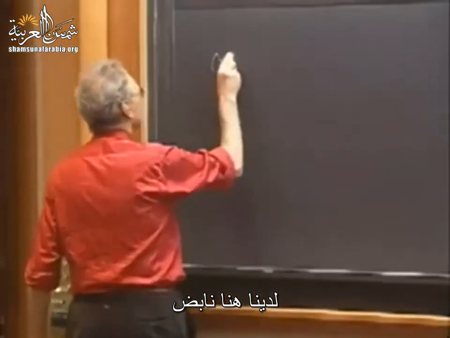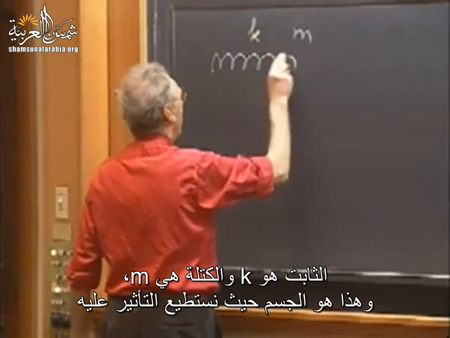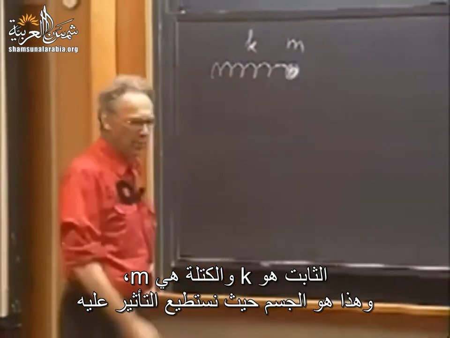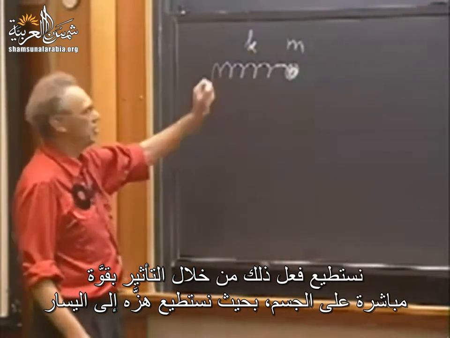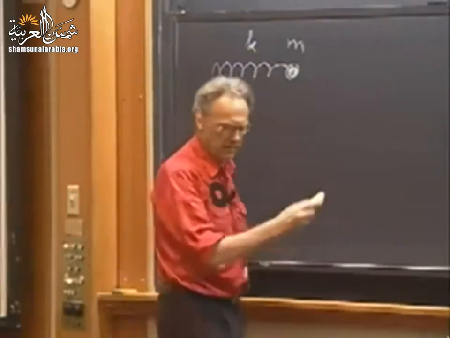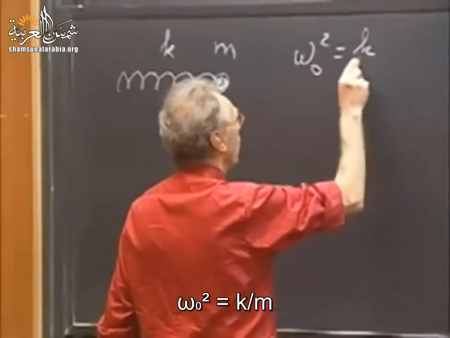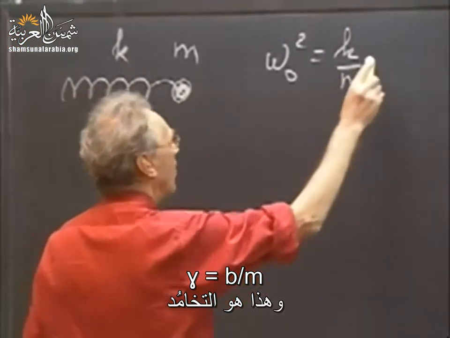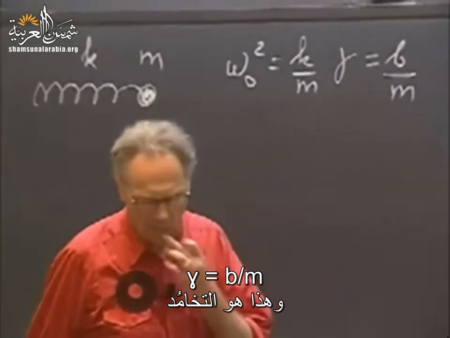So we have here a spring constant K, mass M, and this object can be driven. You can do that with a force directly on it here, or you can shake on the left side. Omega 0 squared equals K over M, I will call it that way. And gamma equals B over M. So that's the damping.